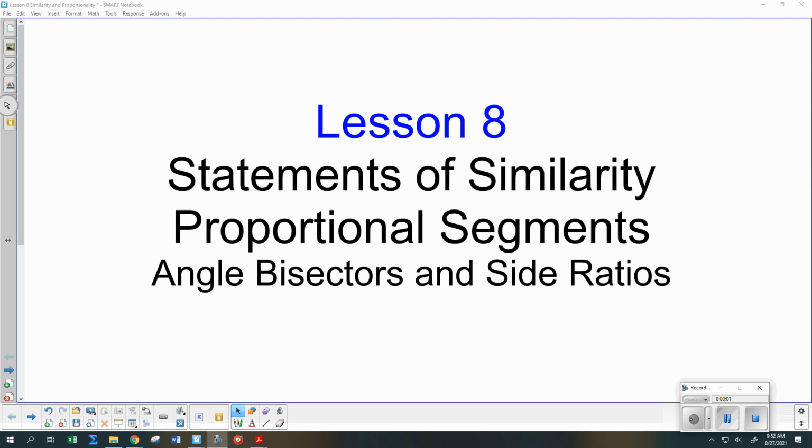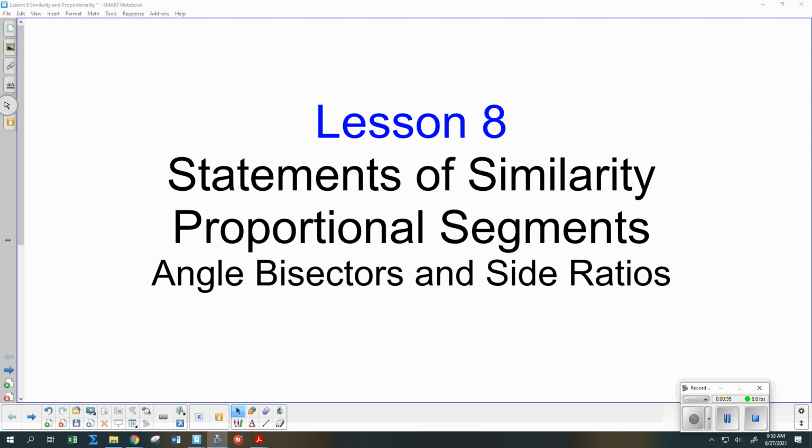Okay, first lesson that we're doing today will be lesson 8, and we will talk about when two polygons are similar, and we will also talk about the proportional segments of those similar figures. And this will actually be what we do first: if we have a triangle and we bisect an angle, we're going to have a special relationship of the different pieces that we get in that triangle when we do that.